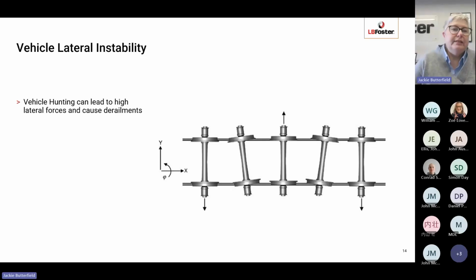The next one is vehicle lateral instability. Derailment can also occur with poor lateral stability, i.e. vehicle hunting. Wheel sets will naturally oscillate around the centre line of the track as shown in the figure. But if the conditions are extreme, this can lead to extreme lateral movements and oscillations, and therefore to high lateral forces, which can lead to derailment.